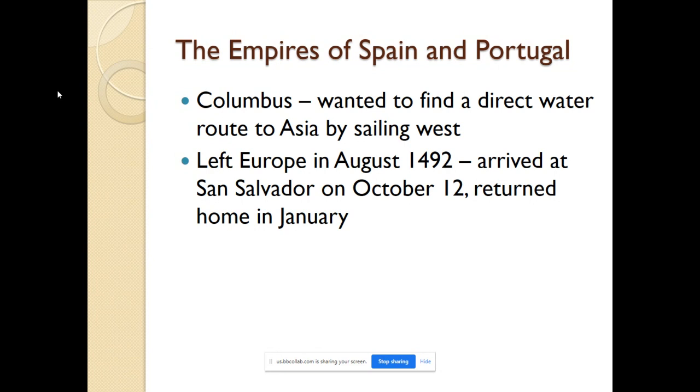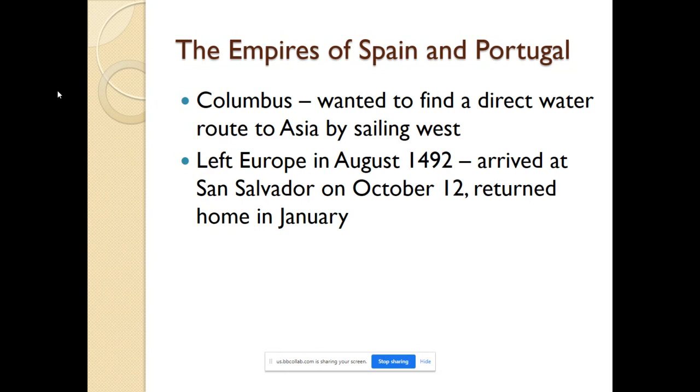And remember, Spain is a new country, right? The marriage of Ferdinand and Isabella created a new country, created Spain, and they want to prove themselves. They want to plant their new Spanish flag all over the world. So Ferdinand and Isabella say, sure, we'll give you 3 ships, we'll give you supplies, we'll give you men. And so he leaves Europe in August of 1492. And again, he's thinking a week or two.